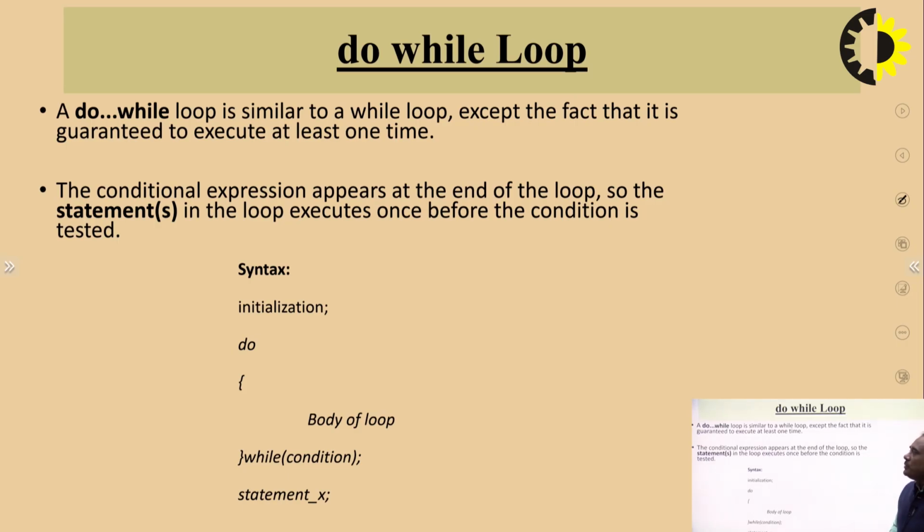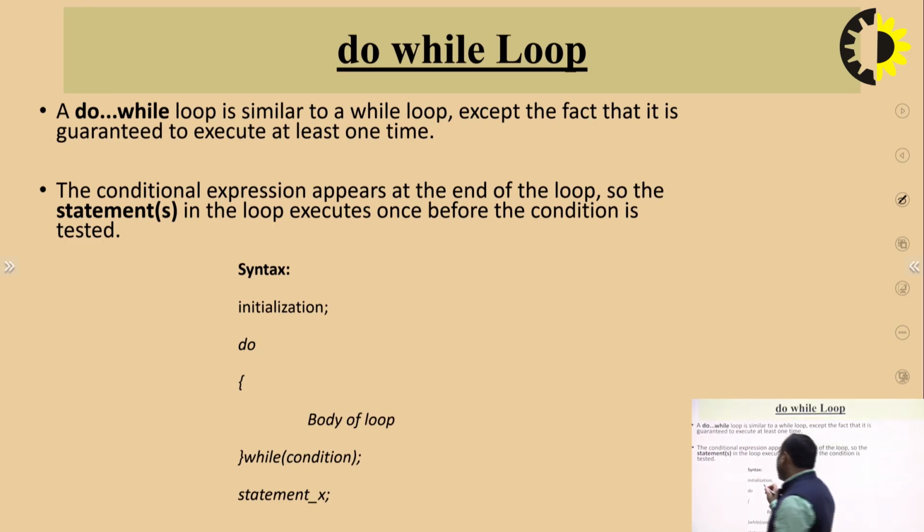A do while loop is similar to a while loop except for the fact that it is guaranteed to execute at least one time. So at the end you check the condition. If you write the program, you write the whole body and at the end you put the condition. If the condition is true, then your program is executed again. If the condition is false, then you do not get the results. So this is the body of the do while loop and how it works.